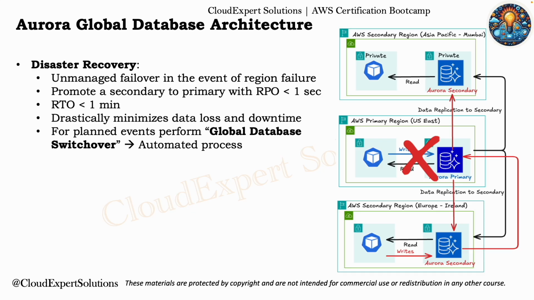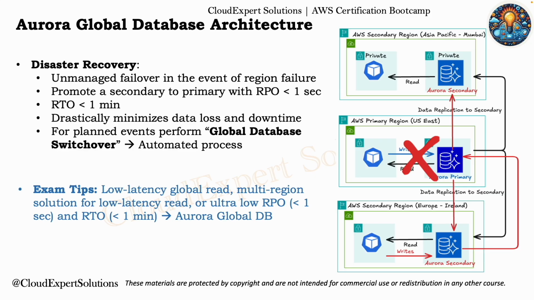If you have any planned events like a disaster recovery drill, you can perform a global database switchover, which is an automated process that gracefully switches the primary and secondary roles without data loss. For this certification, please focus on aspects like low latency global read, multi-region solution for low latency read, or ultra low RPO and RTO requirement. The potential answer for all these scenarios is Aurora Global Database.